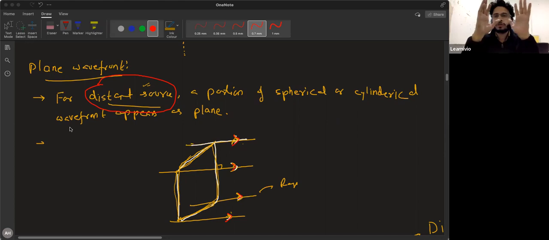So remember, there is no source which produces a plane wavefront. Sources produce either the spherical wavefront or the cylindrical wavefront. But if your observer is at a very, very large distance from the source, then he will observe a portion of the spherical or the cylindrical wavefront, and that portion appears as plane. That's the concept of plane wavefront.